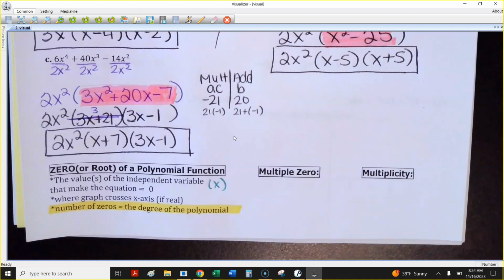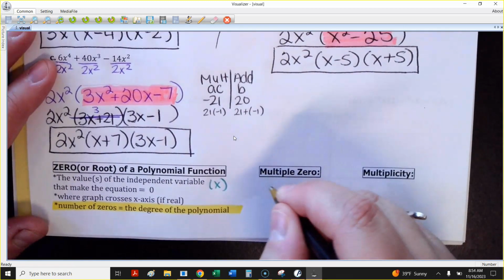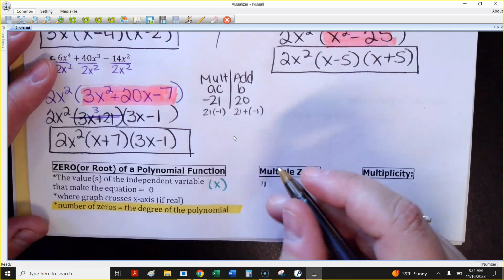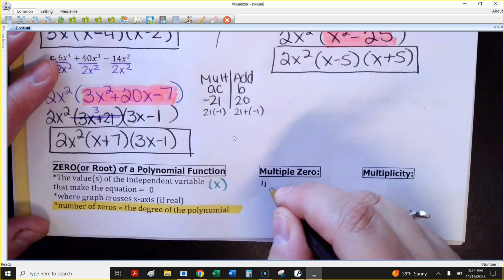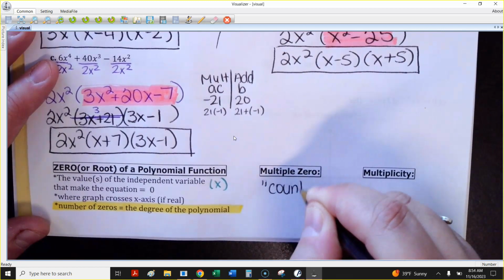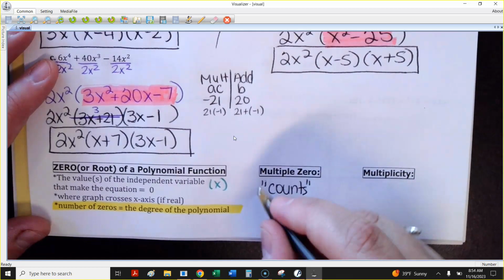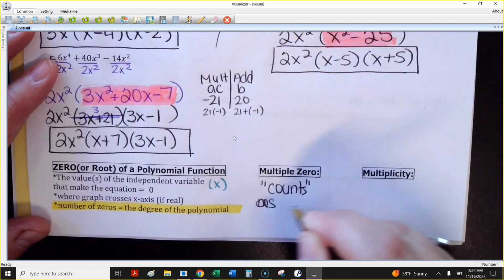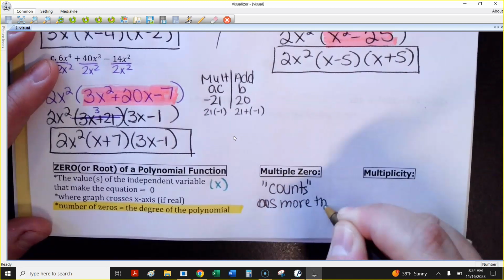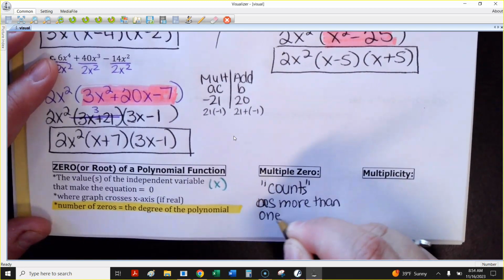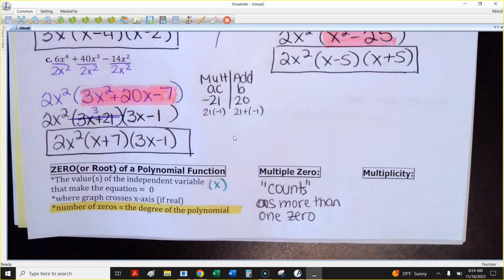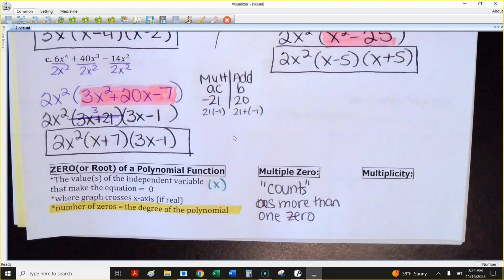And that's what I'm going to talk about to the side here for just a second. A multiple zero, we're going to get into this more on the back. This is not a technical definition. This is how I'm going to describe this to you. A multiple zero counts as more than 1 zero. And this will make so much more sense in a second. We're going to do this on the back. I'll show you what this looks like in an equation. What we call a multiple zero, it basically counts more than once.